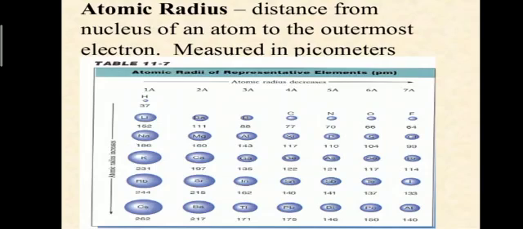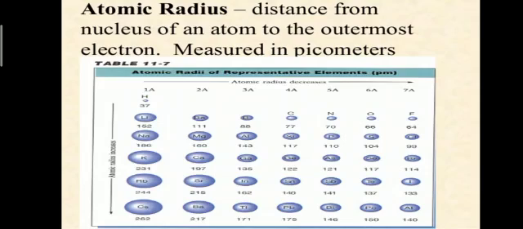The atomic radius is directly proportional to the number of shells. Means atomic radius is basically the atomic size. Greater the distance, greater will be the atomic radius. Smaller the distance, smaller will be the atomic radius. So it depends on the number of shells. Atomic radius is directly proportional to the number of shells.